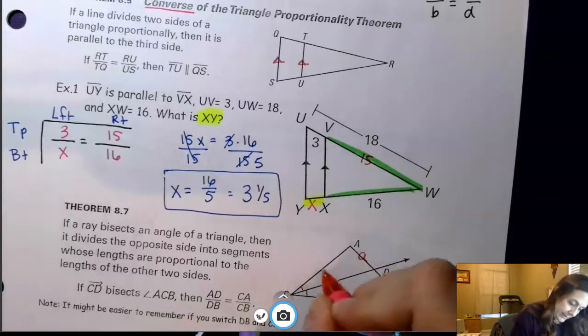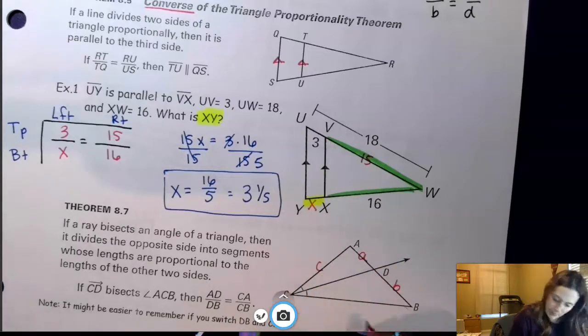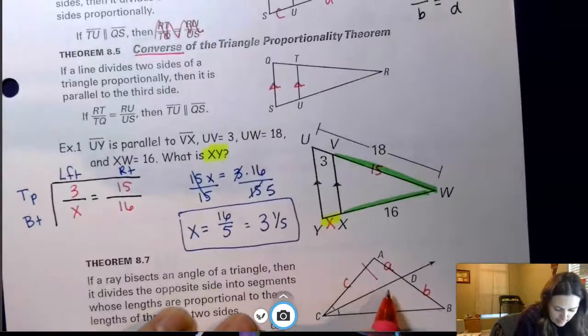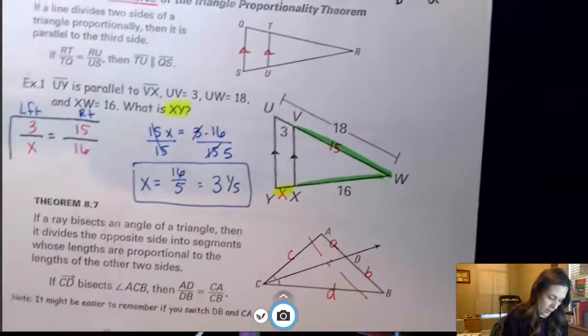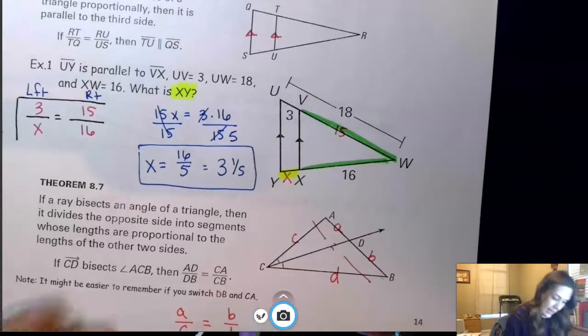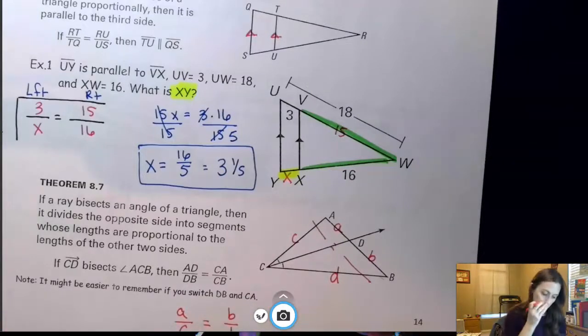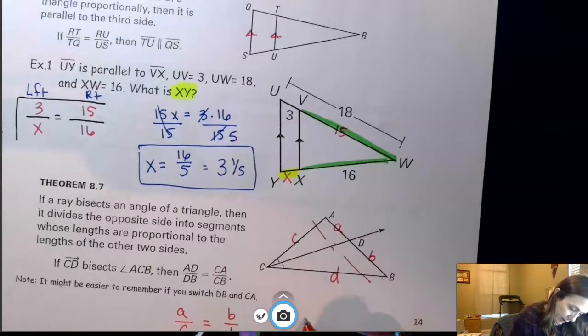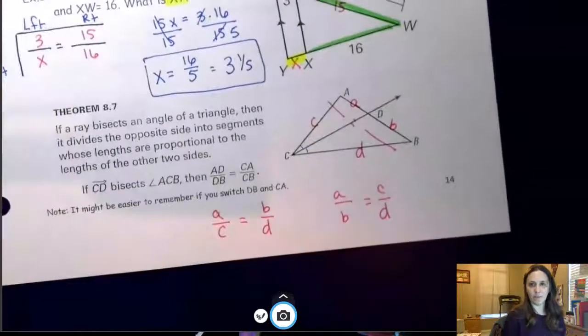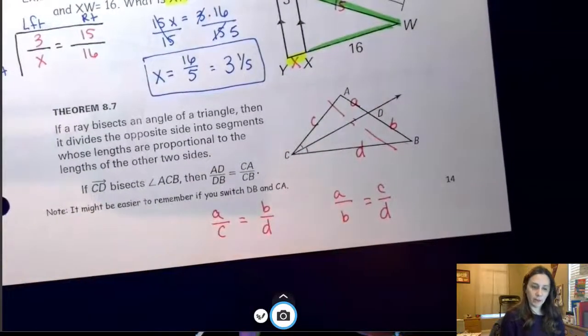I'm going to call AC C, and CB I'm going to call D. Now it's nice because, again, you can kind of see a proportion right in here. So the proportion that's going to work is A over C equals B over D. And then again, anything you switch is going to work as well. I could end up with A over B equals C over D. So as long as you can set up a proportion, it's got to work.